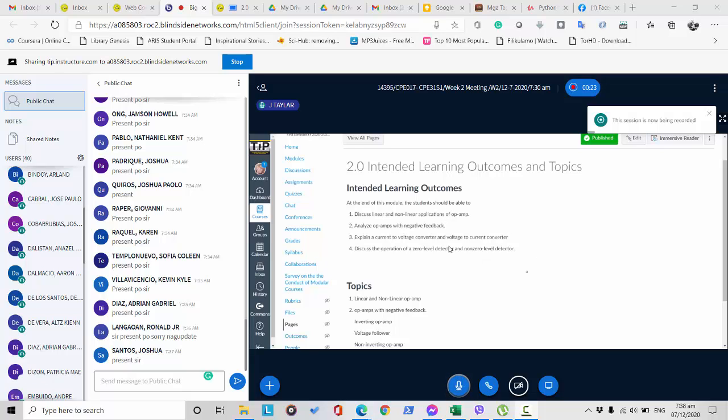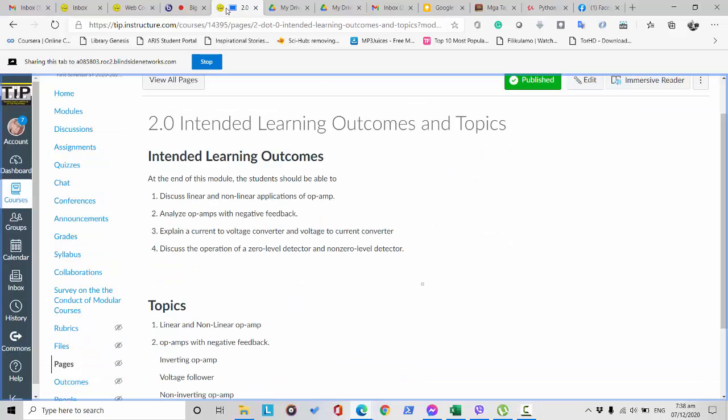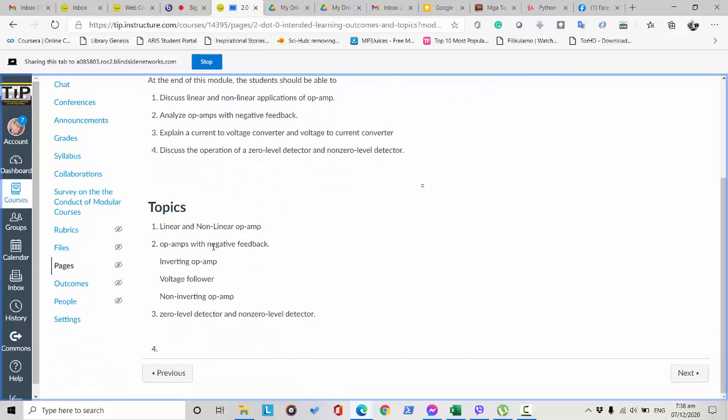So at the end of this module, the students should be able to discuss linear and nonlinear applications of operational amplifiers, and then analyze operational amplifiers with negative feedback. Explain a current to voltage converter and voltage to current converter, and discuss the operation of a zero level detector and non-zero level detector. So the following will be our topics.